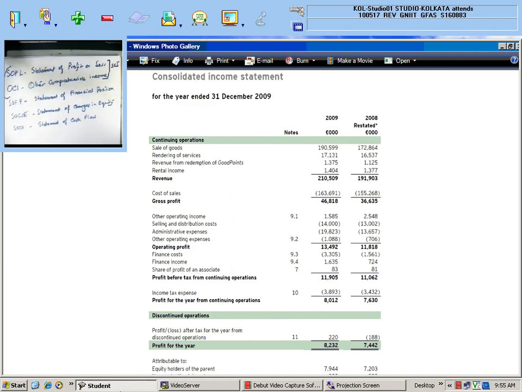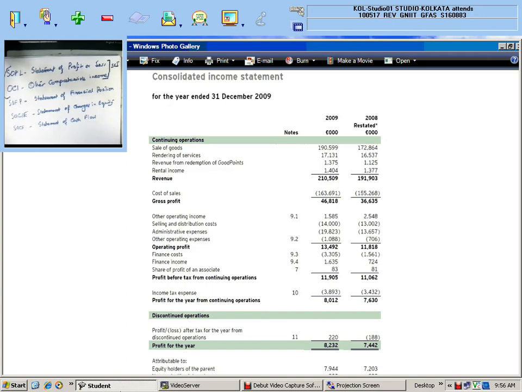Next to that, a note number is given, under which the details of the other operating income are available in the notes to financial statements. So you have to look at note number 9.1 for additional information regarding other operating income, which may not be available from this figure here. The note number and the paragraph number under which the note is given will also be displayed.